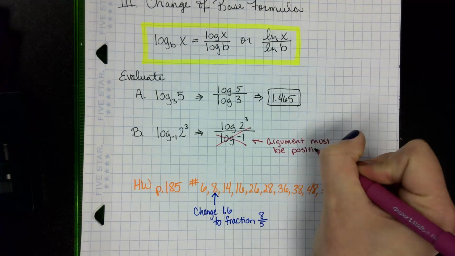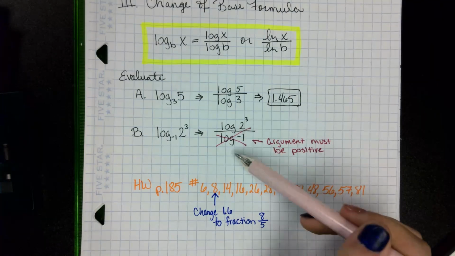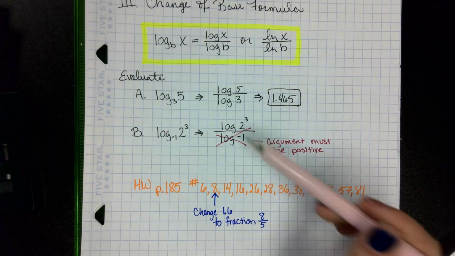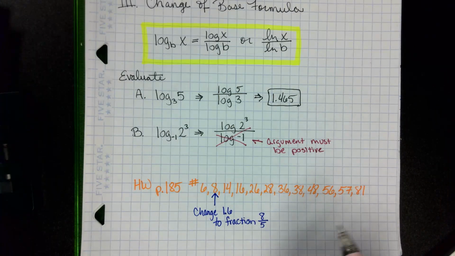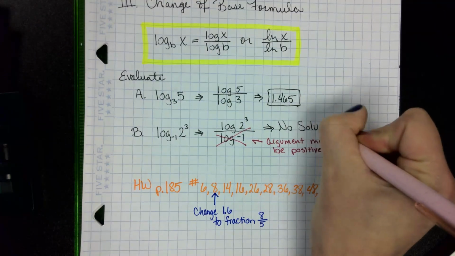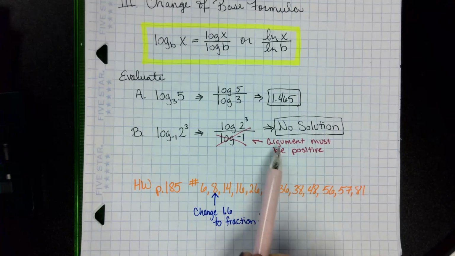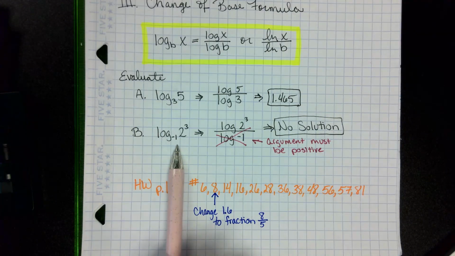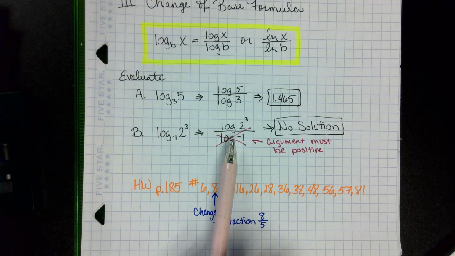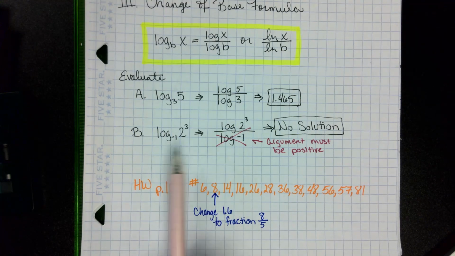If your argument is not positive, if you have a negative argument, then it's no solution. And it doesn't matter that it's in the denominator. It could have been in the numerator. If it was negative, if it's a log of a negative, is no solution. So that tells you that if your log base is negative, you're going to end up with no solution also. So not only does a negative argument lead you to no solution, a negative base will also, because you would end up with a negative argument if you try to change it.